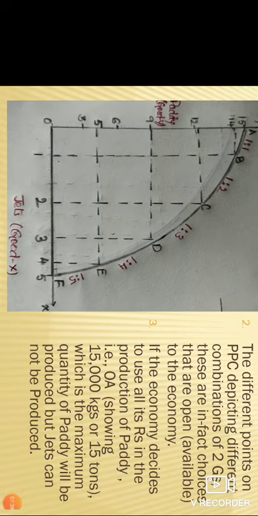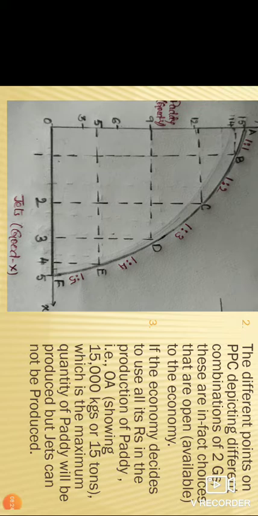So moving on from the D combination to the E combination, again there is a sacrifice of paddy, that is 5 units of paddy and 4 units of jets, 5 tons of paddy and 400 jets at the E combination. So moving from D to E, in D we had 9 tons of paddy, whereas in the E combination we have just 5 tons of paddy. How much have we sacrificed? We have sacrificed 4 tons of paddy.